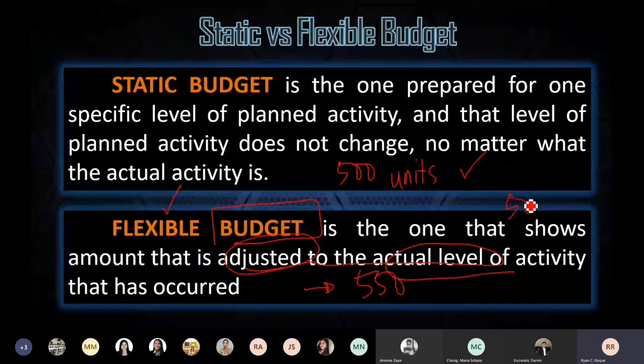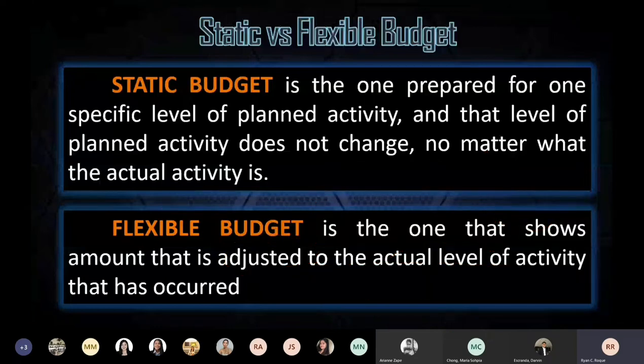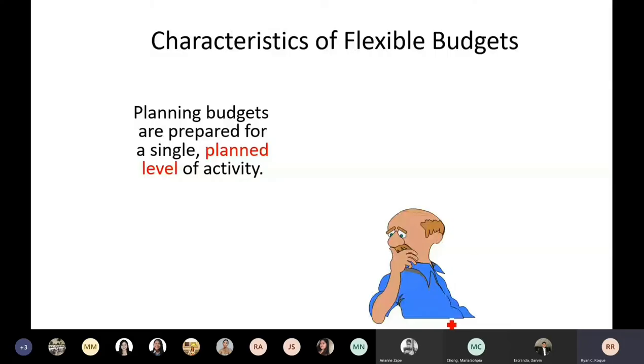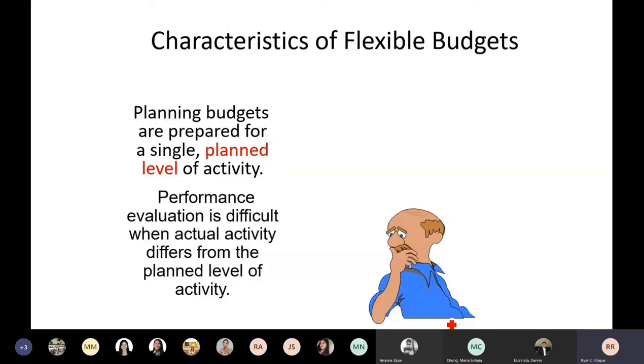Pero kung 500 units ang actual mo, agad-agad, your actual data would be compared with the static budget. No problem. Pero kung iba yung actual mo, you really have to prepare flexible budget. And when you say flexible budget, re-review natin yan in a short while. Okay. Characteristics po kasi ng flexible budgets. So planning budgets are prepared for a single plan of activity. And then performance evaluation is difficult when actual activity differs from the planned level of activity.